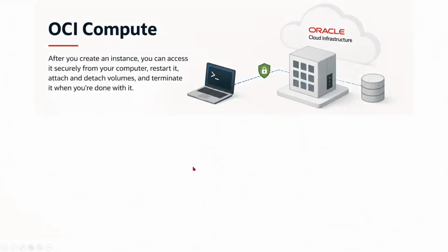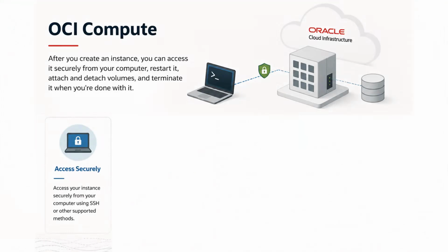So when you rent out the OCI compute, what actions can you do? First, you can access it securely over the internet. If it's a Linux machine, you can use options like SSH. If it's Windows, you can directly log in using RDP. So you can access your virtual system securely over the internet.